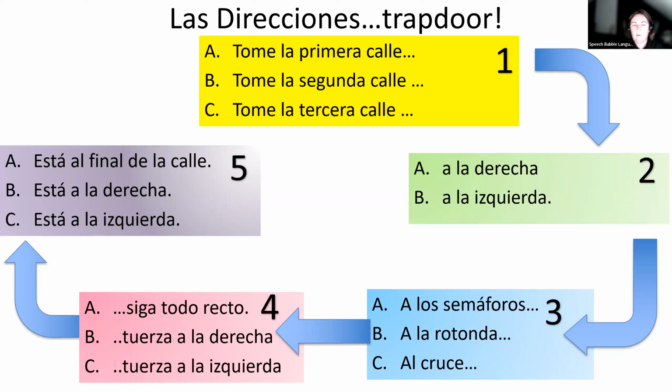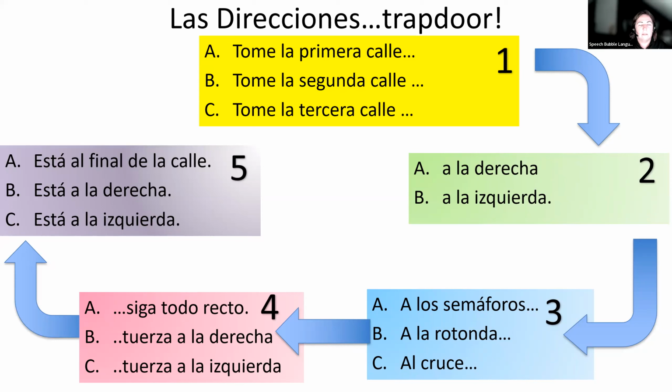Okay, let's go with Lawrence. Tome la primera calle a la izquierda y siga todo recto. Take the first turn on the left and go straight on. Sí, muy bien, perfecto.